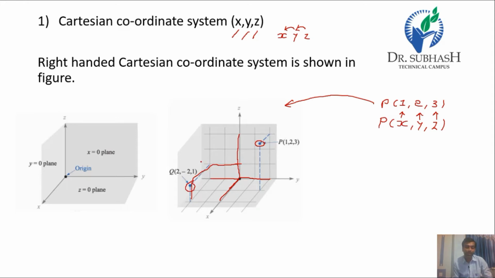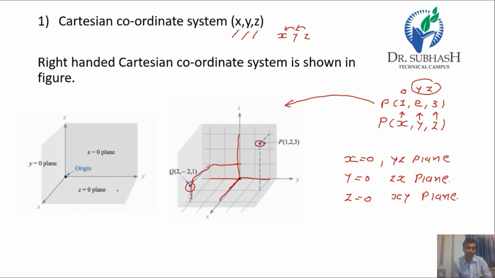Planes. In the Cartesian coordinate system there are three planes. The plane x equal to 0 means we have 0 for x, so we get only y and z points. So x equal to 0 plane is also known as the yz plane. Similarly, if y is equal to 0, then we get the zx plane. If z is equal to 0, then we get the xy plane.